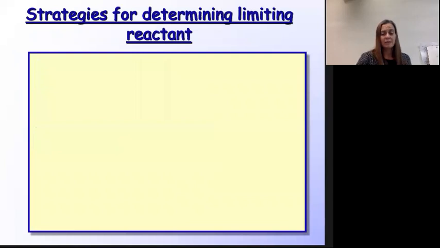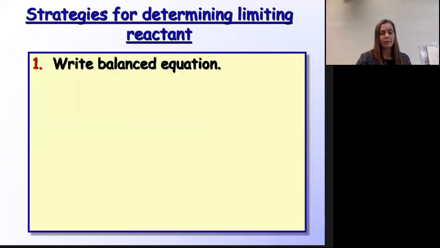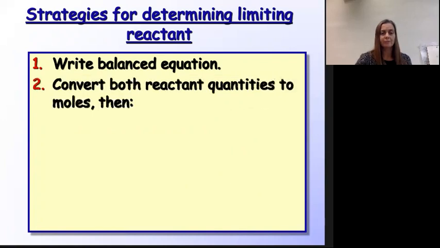Now we do have a specific sequence for determining limiting reactant. So just like any other stoichiometry problem, the very first thing we're going to do is write our balanced chemical equation. Now, unlike other stoichiometry problems, with limiting reactant problems, we're going to have two givens. So we're going to be given both of our reactants. We're going to be given amounts of both of our reactants, and we're trying to figure out which one we're going to run out of first.